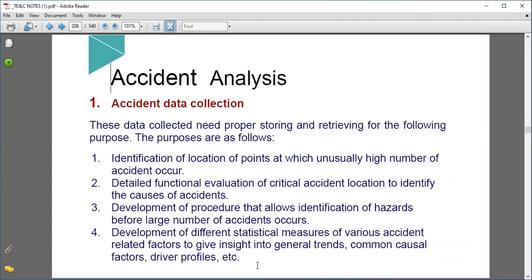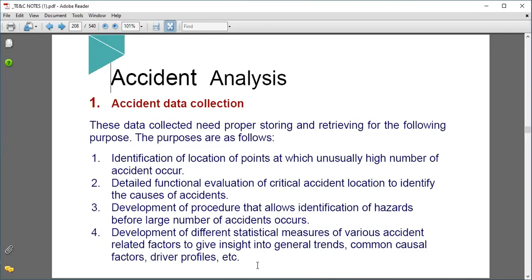Now we'll move towards the accidental data collection. In that also, the data collected needs proper storing and accidental analysis. Now, in that, the first thing is which data is collected. The collected data needs to be properly stored and retrieved for the following purposes. Means this data, whatever data is collected from the accident site, will be stored, will be saved. For what purposes? There are different purposes, and for those purposes we'll save this accidental data.